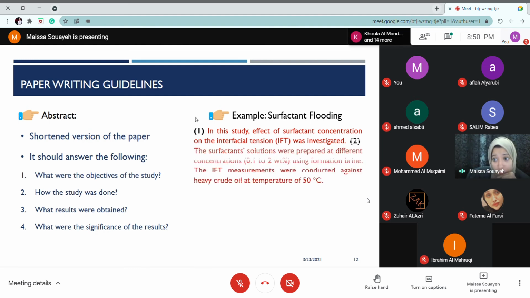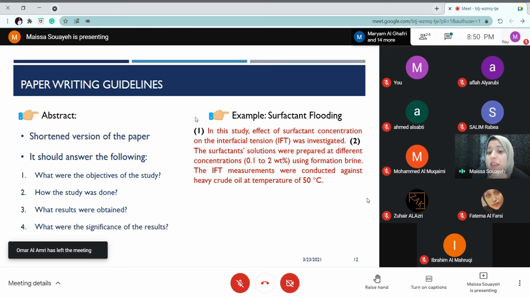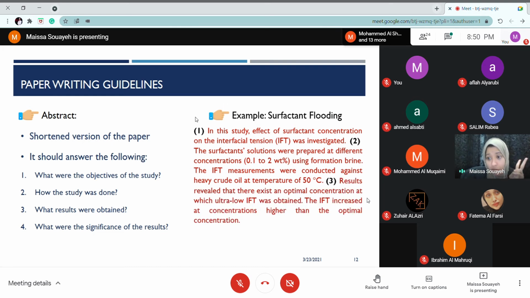Let's continue. "The surfactant solutions were prepared at different concentrations, 0.1 to 2.8%, using formation brine. The IFT measurements were conducted against heavy crude oil at a temperature of 15 degrees Celsius." This is how the study was done. This is 2. Let's go to 3.